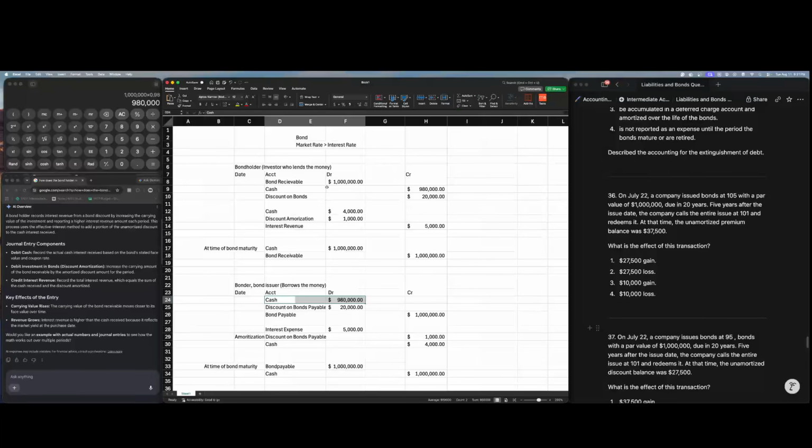So the discount, so to speak, if you want to think about it, is actually for the bondholder, the person that lent the money, because they would actually give out less money to lend out money, pretty much. So in the next video, I'm going to do one where there's a premium on the bond.